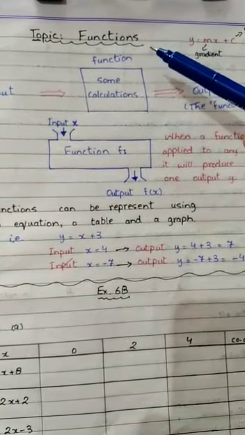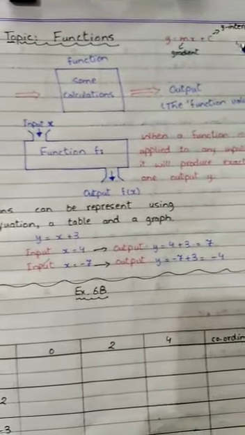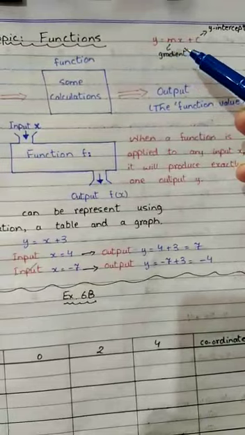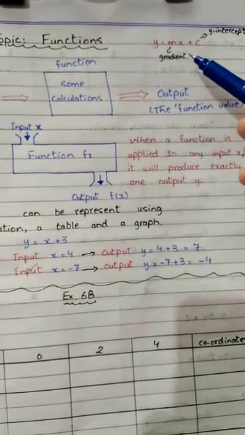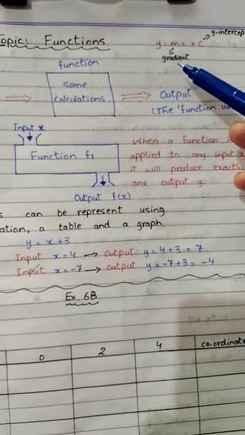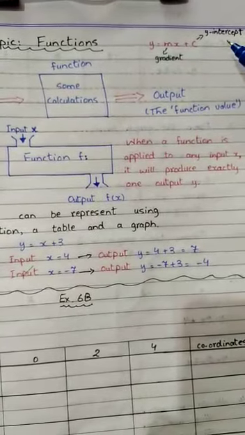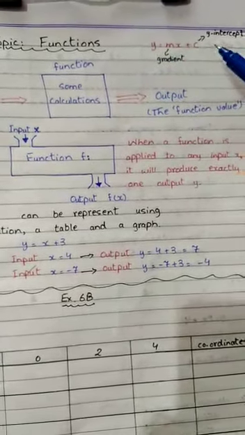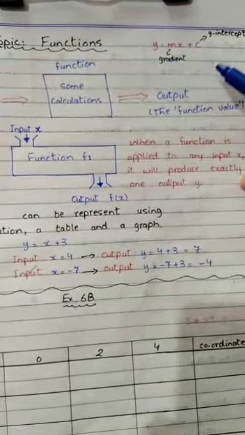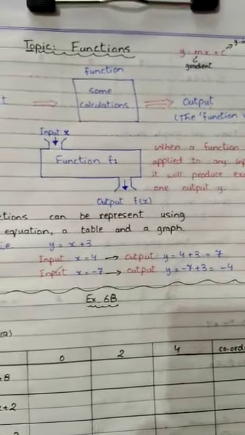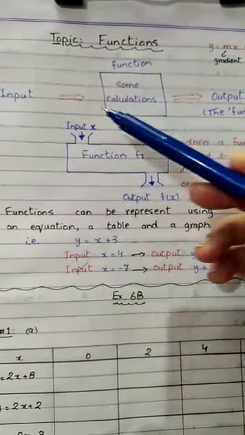So let me tell you something about functions. The equation of a linear function is y is equal to mx plus c, where m denotes the gradient and c denotes the y-intercept. And the graph of this equation should always be a straight line. Okay. So let's come to the definition.